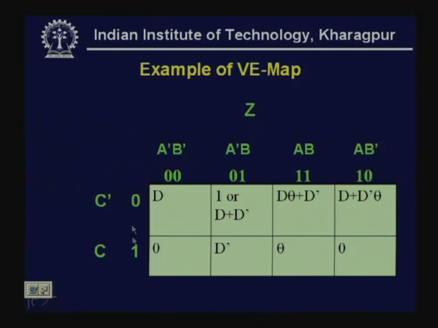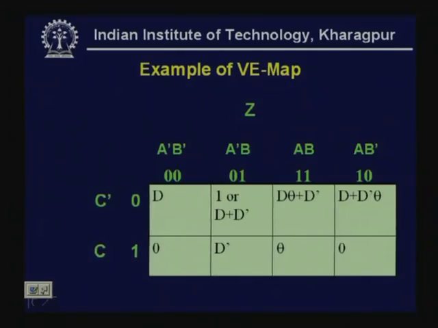And we have seen that for A dash B dash C, whatever the D value, the output will be 0. Similarly, for A B dash C, the output will be 0. For A dash B C, the output will be D dash. And for A B C, we do not care whatever the combination is, so that is why we have kept theta.